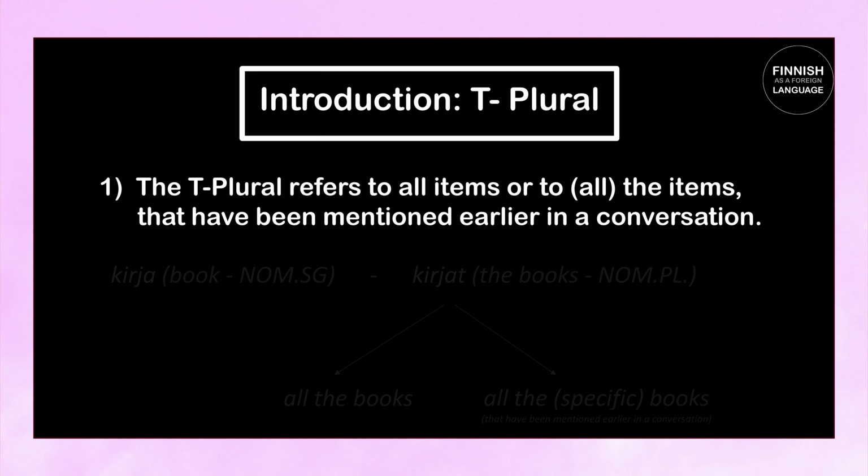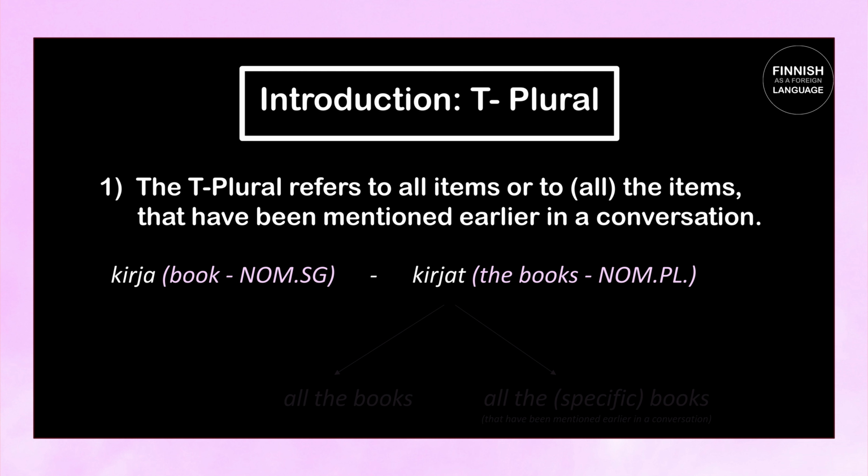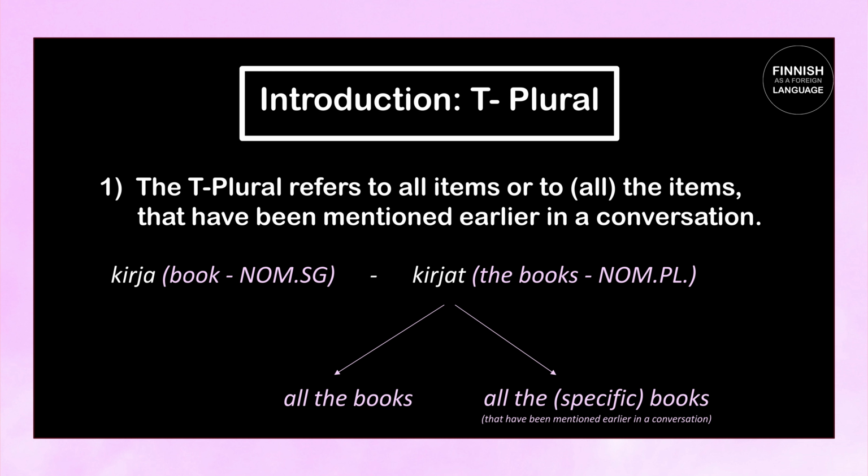The T plural expresses that there is more than one person, thing, or place. It refers either to all the items or to all the items that have been mentioned earlier in a conversation. Let's take a look at one example. Kirja in Finnish means book. The nominative plural of it is kirjat, which means the books, either in the sense of all the books or all the books that have been mentioned earlier in a conversation.